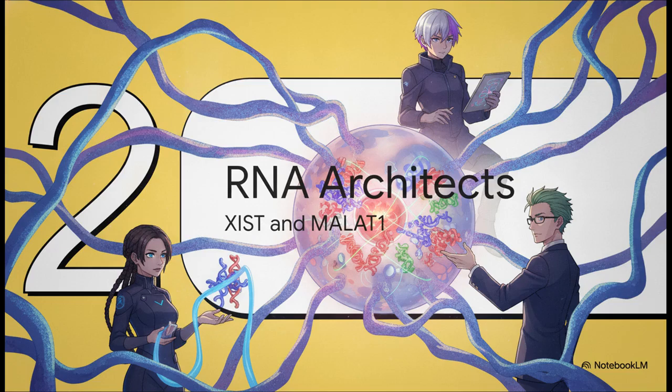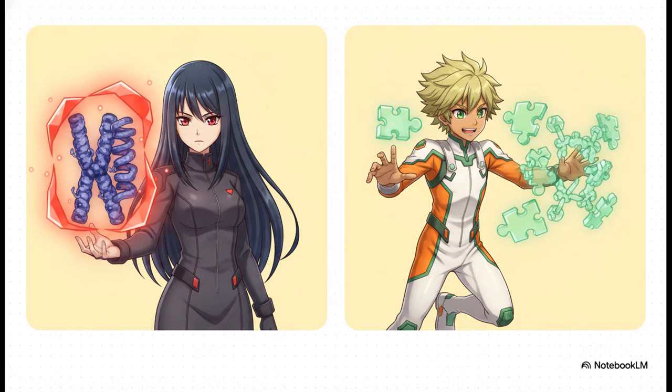Moving to Part 2, the RNA architects XIST and MALAT1. So who or what actually builds and maintains these vastly different nuclear domains? Enter the master architects, long non-coding RNAs. Now, these aren't your typical RNAs that just go off to make proteins. Their very existence acts as a physical structural scaffold for the genome. On one side, we have XIST. XIST is the architect of those silent polycomb domains. It's a stable resident that essentially coats and silences chromatin. Most famously, it orchestrates the complete shutdown of the inactive X chromosome in female mammals.